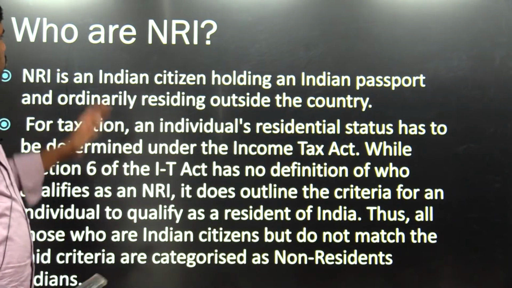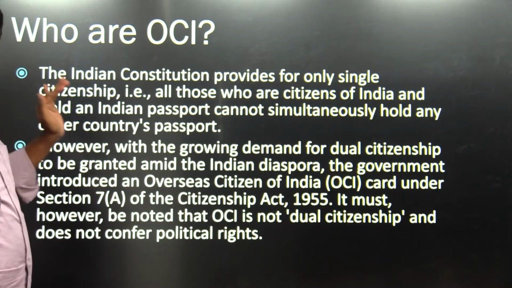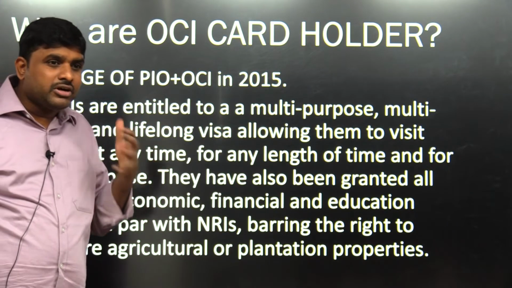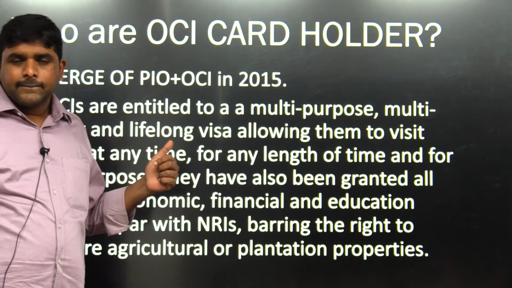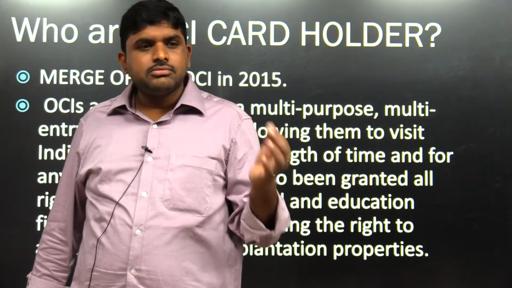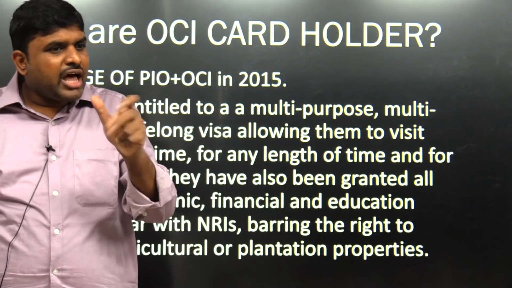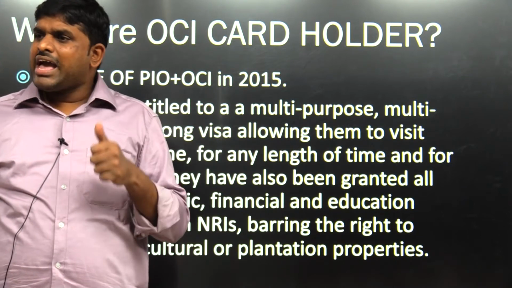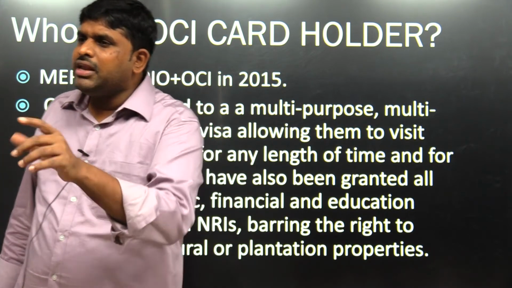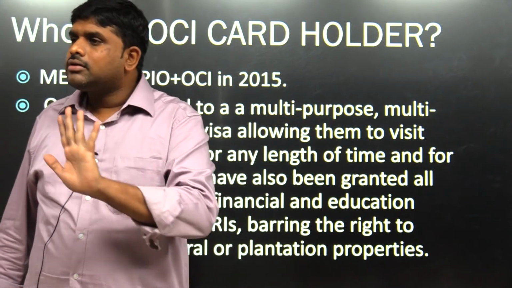Next class, who are NRI in detail, who are PIO in detail, who are OCI in detail, who are OCI card holders. These terms' meanings are very important. I want to focus on this. If I tell proudly, my class is different from other classes only because I want to emphasize terms. Every term will have a specific meaning. When we have command of the terms, then automatically we will learn the subject. PIO has a meaning, OCI has a meaning, OCI card holder has a meaning, NRI has a meaning.